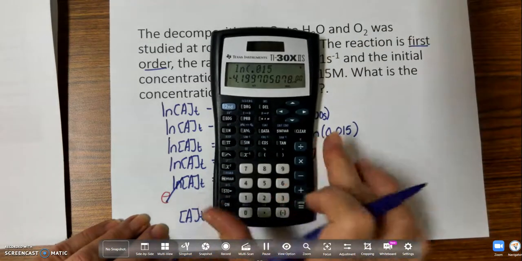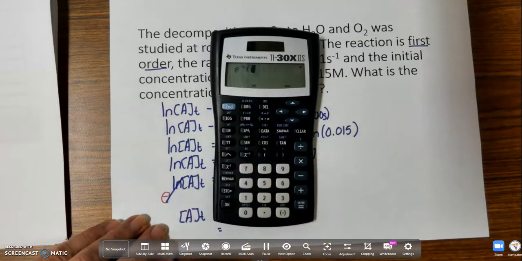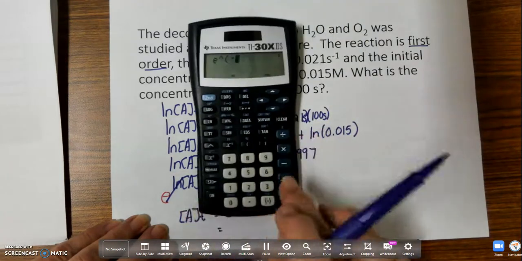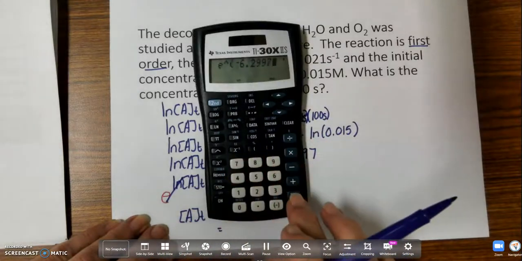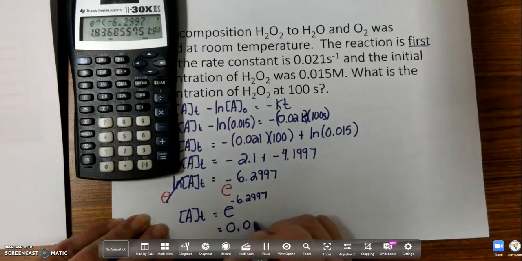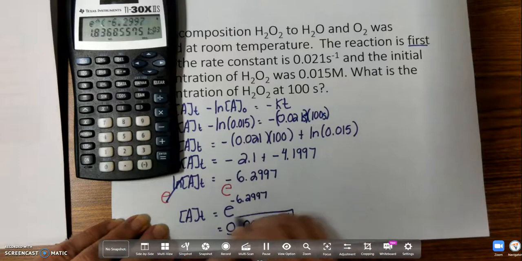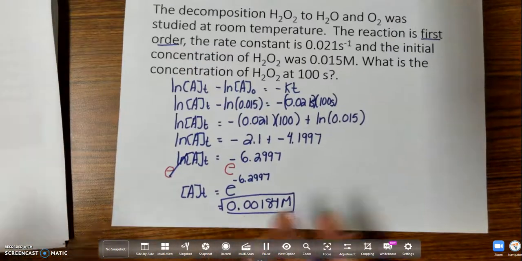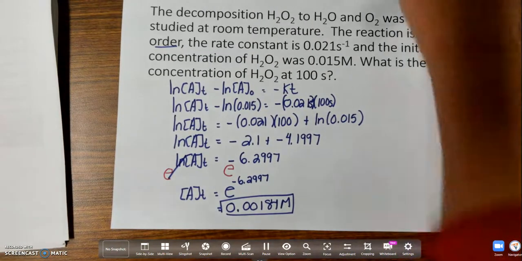Basically what I'm going to do is I'm going to do second log. Notice that gives me e to the what? Negative 6.2997. Enter. That equals 0.00184 molar concentration of A. So the concentration of A at time t is 0.00184 molar.